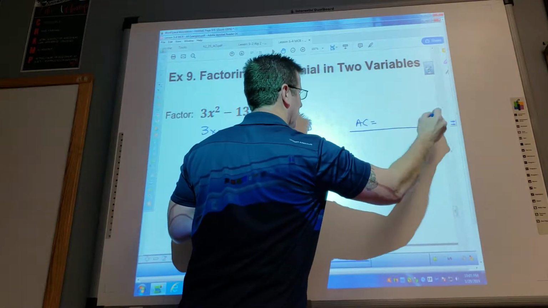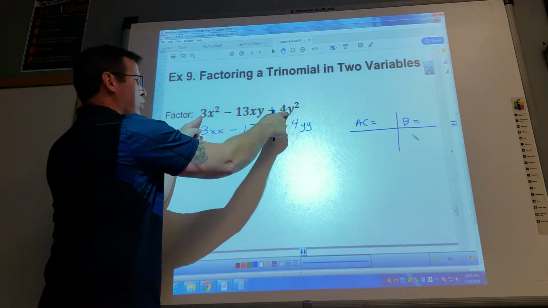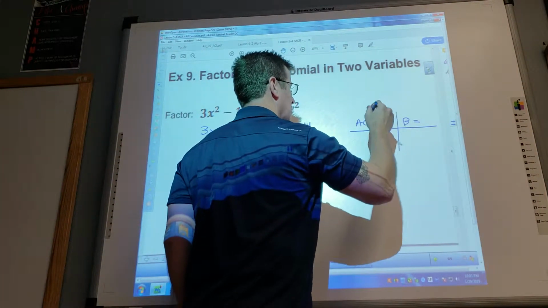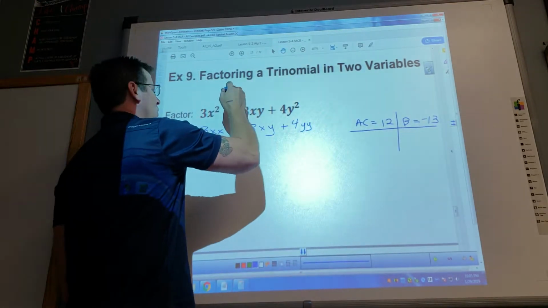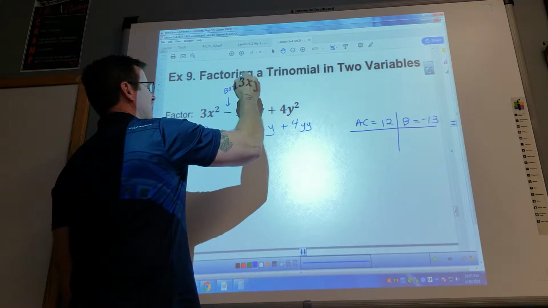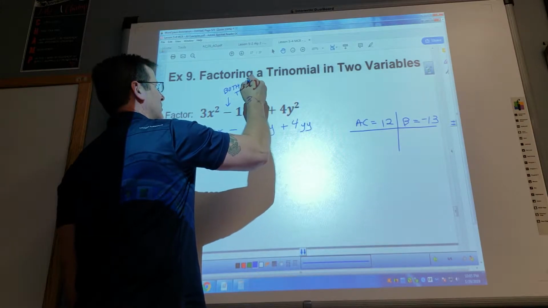I'm going to ask myself, what 2 numbers multiply to equal 12 but add to negative 13? What 2 numbers multiply to positive 12 but add to negative 13? Now remember, we said if the negative was right here, then both terms are negative. So let me go ahead and write that real quick.